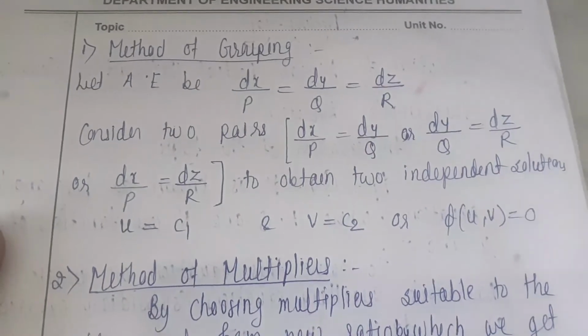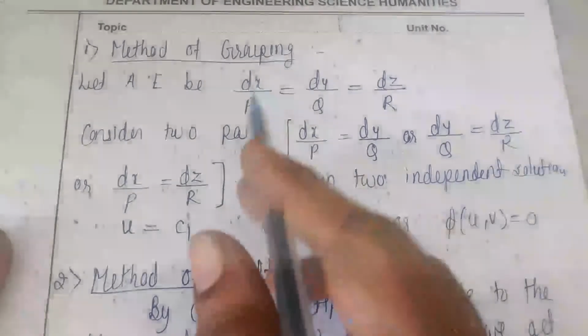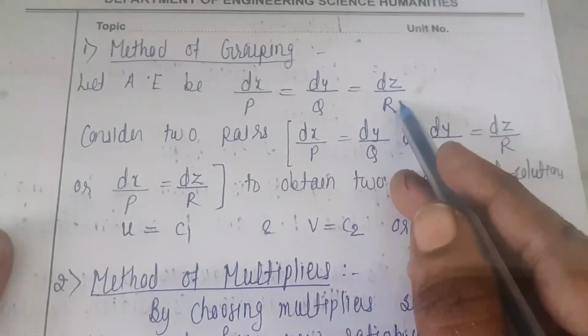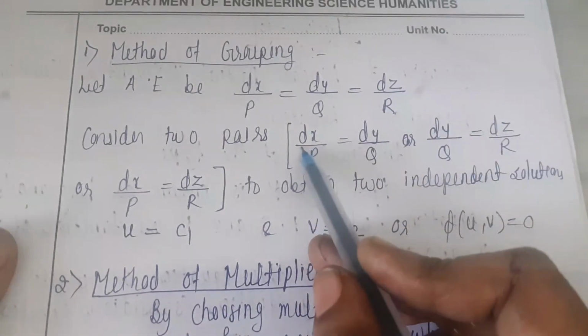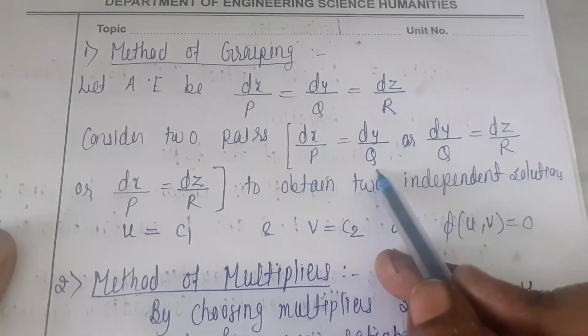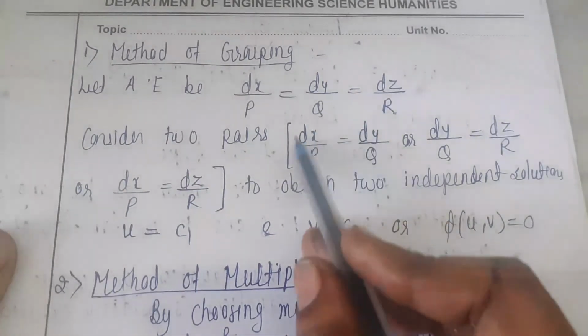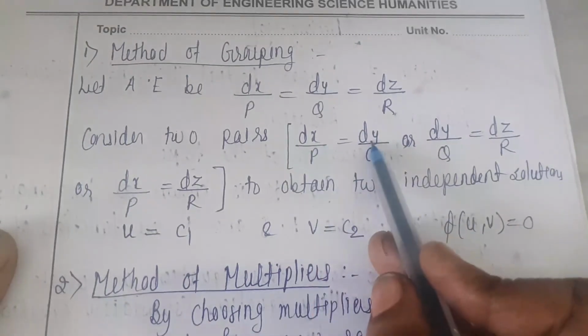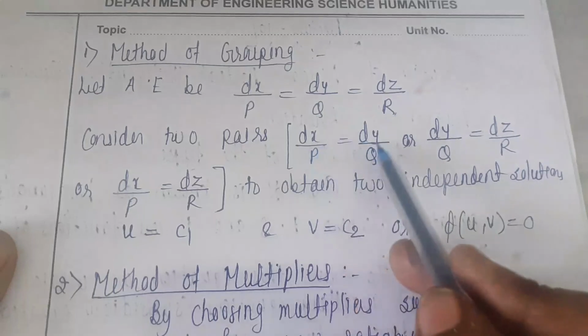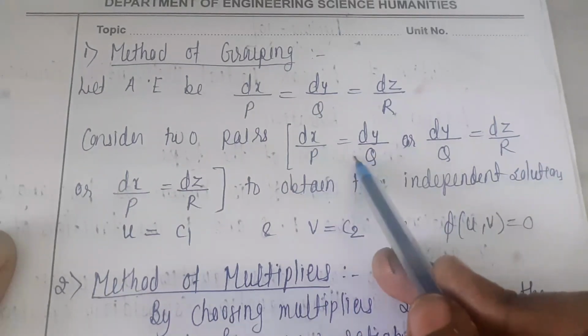But sometimes it is not possible, because there is no relationship between the first two ratios or the second two ratios. Here, if we consider the first two ratios, dx by P is equal to dy by Q, then this complete ratio is in the form of x and y. There will be only x and y terms, the remaining terms must get cancelled out.